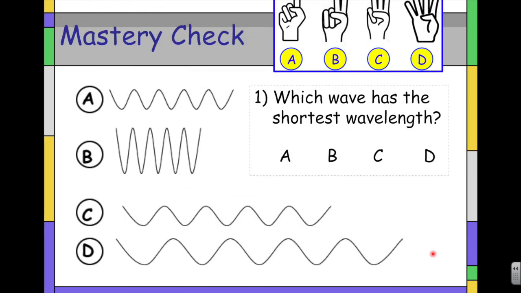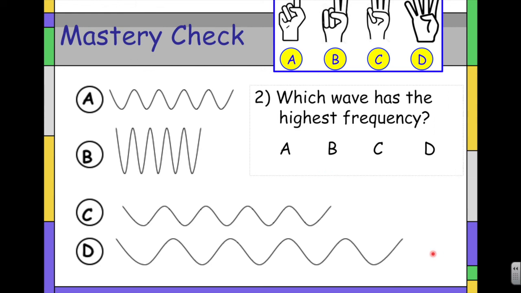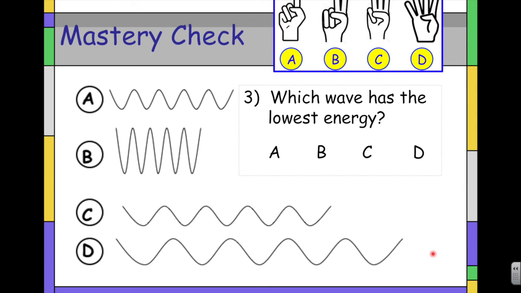Okay, so let's do a mastery check. Which wave has the shortest wavelength? Which wave has the highest frequency? Good. Now, which wave has the lowest energy? That would be D, because it has the longest wavelength, or the highest wavelength. Okay? All right. Have a great day.